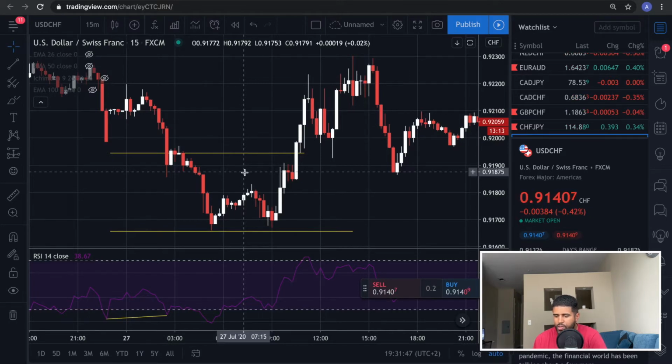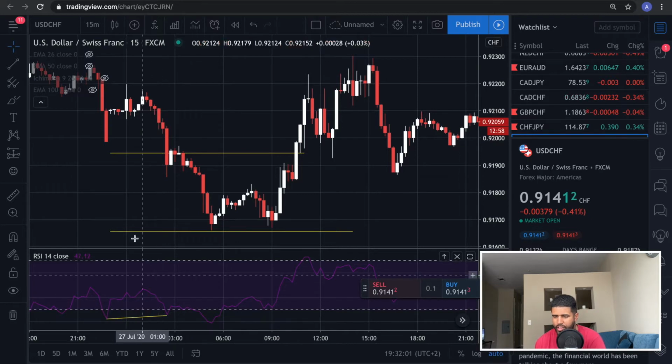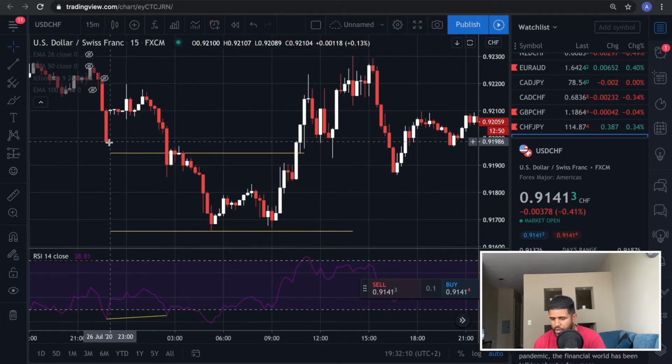I call this divergence in the 15-minute chart, and I know the word divergence is new to a lot of y'all, so I'm gonna explain what a divergence is. Basically, a divergence is when the RSI isn't reflecting what's going on in the chart, what's going on in the actual price action. So right here, I'm gonna do it right here.